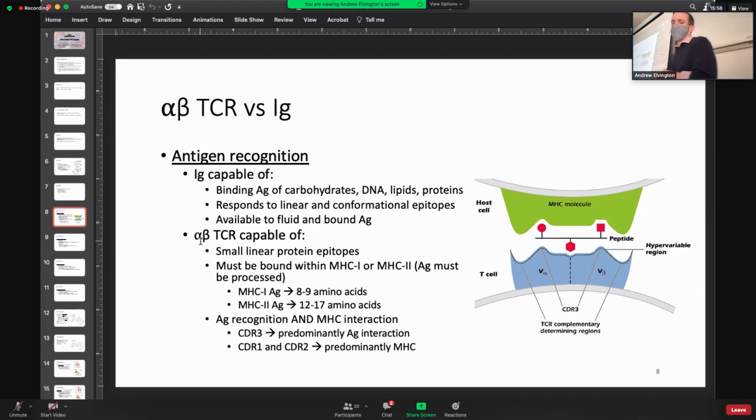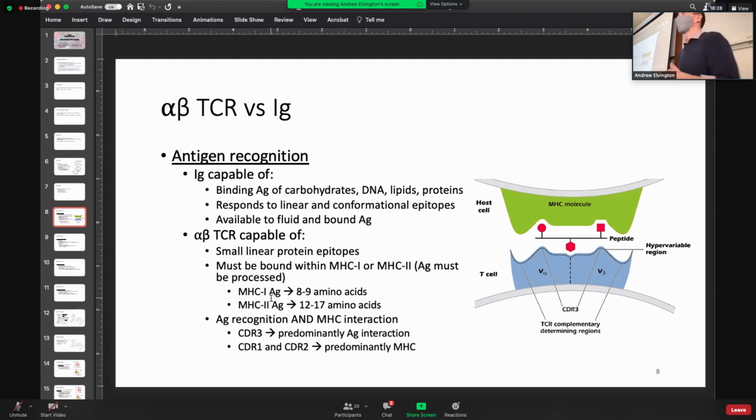The alpha beta T cell receptors are restricted, meaning they can only recognize things in sequence. So a sequence of amino acids is what's going to be bound. They can only see that antigen if it's complexed with either MHC1 or 2. And what that means is that the antigen has to be processed. Think back to chapter 4. What's one of the characteristics of a good T cell antigen? Something that can be broken up, can be digested.